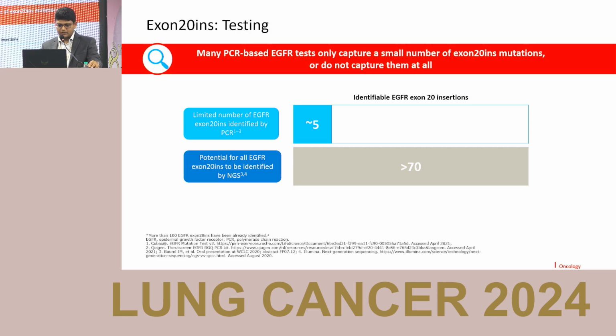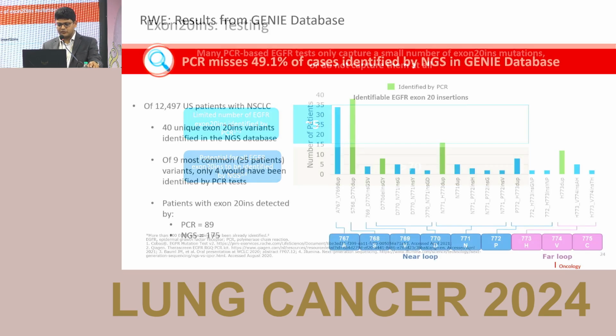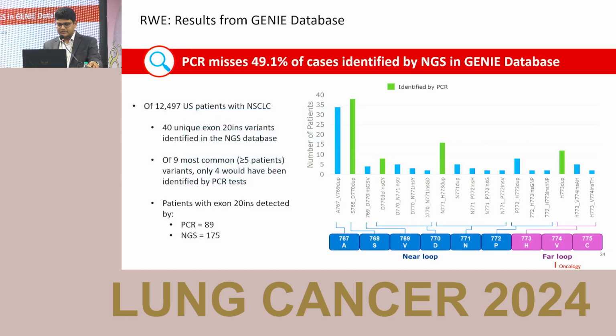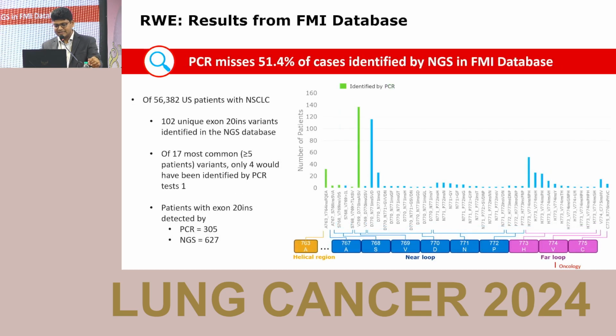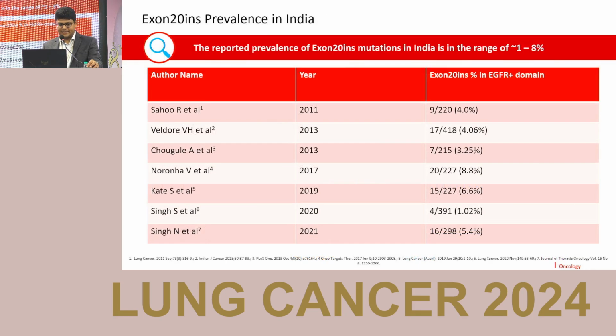So when feasible, that is also a good way to do a combined test rather than solid alone or liquid alone. So in PCR, if you pick around 5% of the patients, you pick 70% of the patients by doing NGS of the patients who are positive for exon 20 insertion mutation. So this is data from retrospective database, US based database, where PCR missed around 50% of the patients in both the Gini database and FMI database. So the message should be that broad panel NGS should be a better way to pick up exon 20 insertion mutation compared to the PCR.